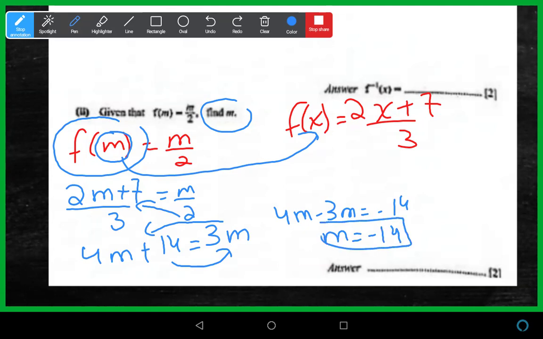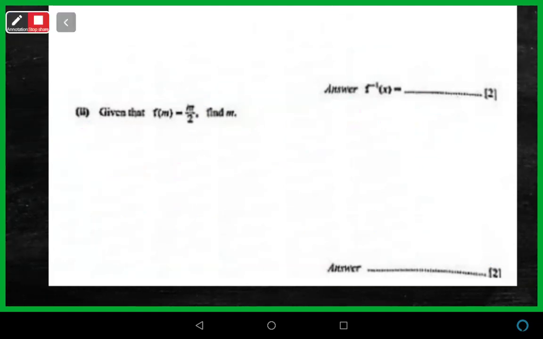So you will get 2 marks for this. So total, you will get 4 marks from this topic in this paper. So this is how we can solve and find the value of m. I hope everything is clear. Now moving towards the next question.